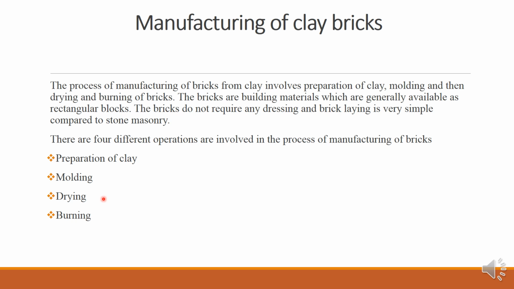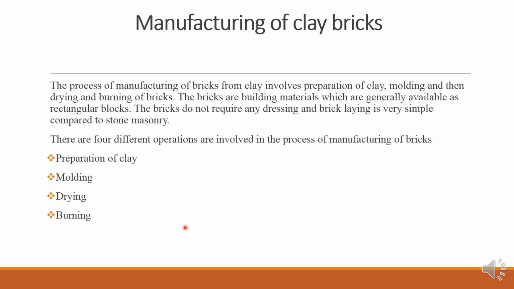Second is molding. In this process, prepared clay is put in a mold to form the brick shape, generally rectangular. This process can be done in two ways. One is hand molding for small scale work, the other is machine molding for large scale work. Hand molding is done as ground molded brick or table molded brick.